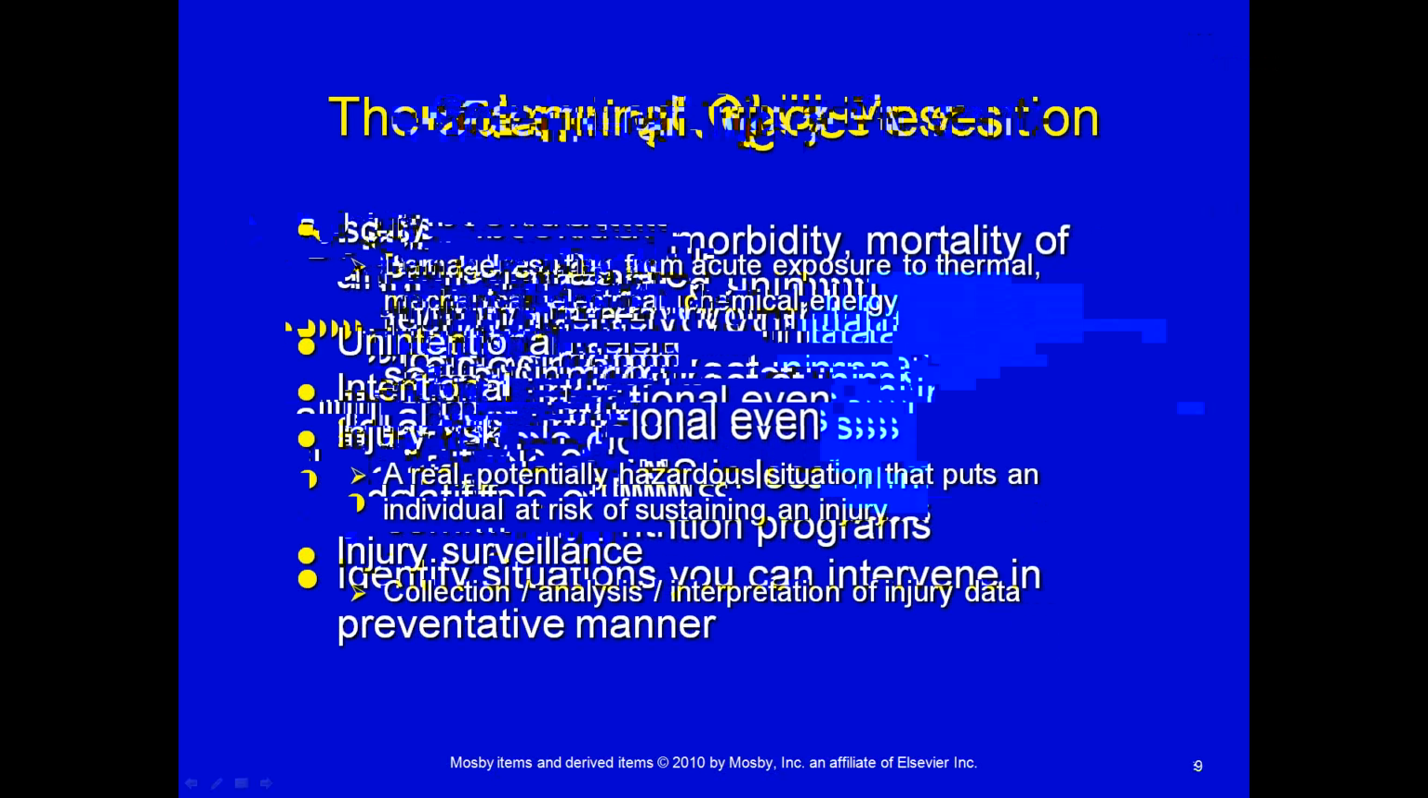Injury risk is looking at a real or potential hazardous situation that puts an individual at risk of sustaining an injury. And certainly there are jobs that have a higher injury risk. There are activities that have a higher injury risk. And then when you look at injury surveillance, that's the actual collection, the analysis, and interpretation of the injury data that is being collected.